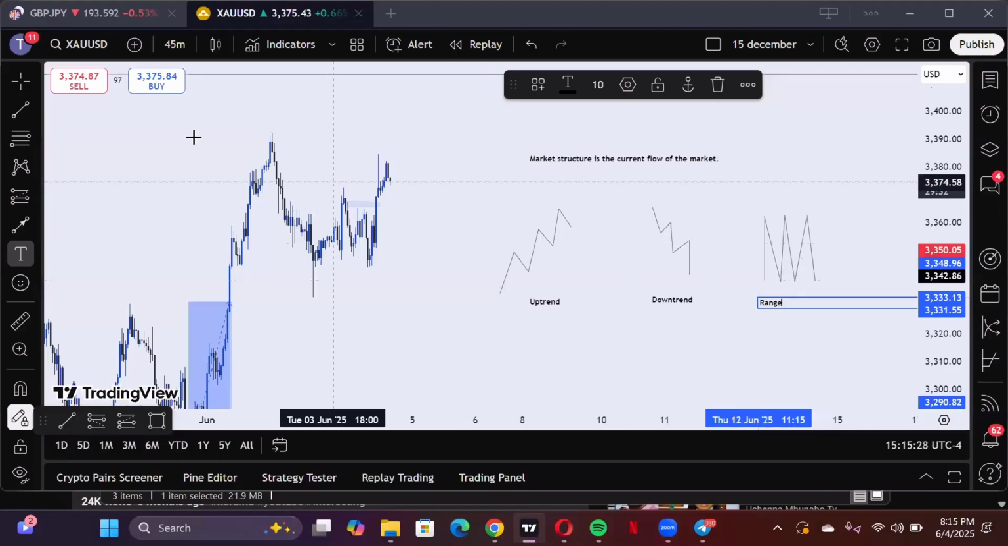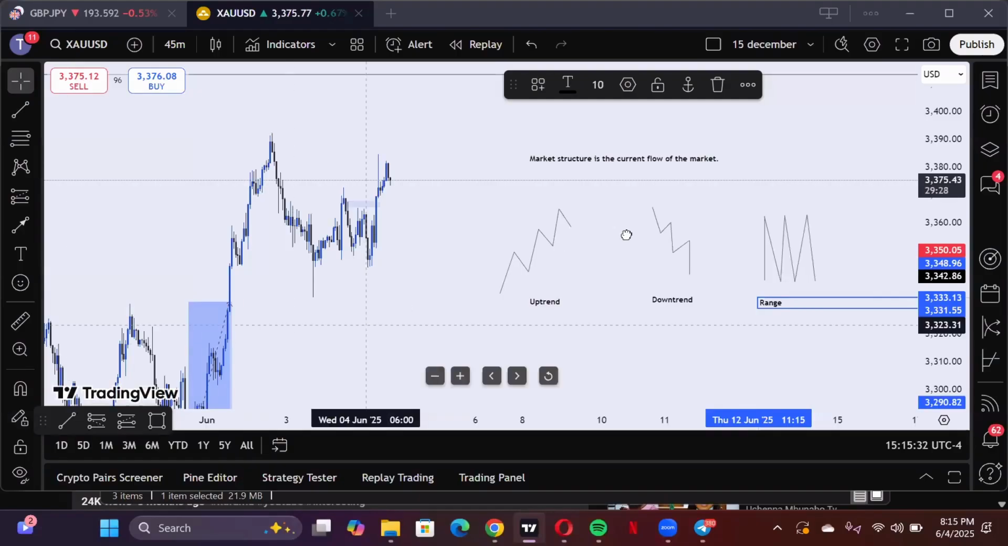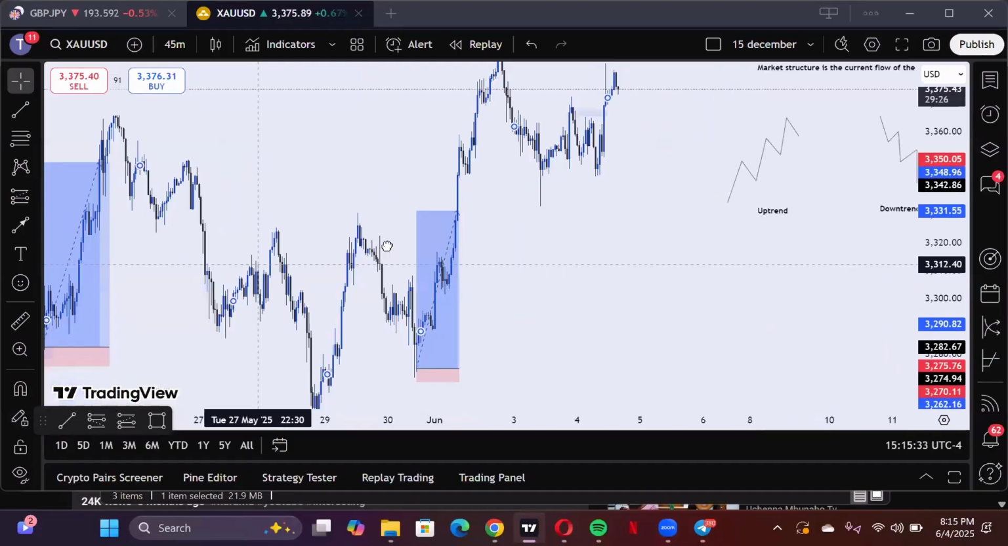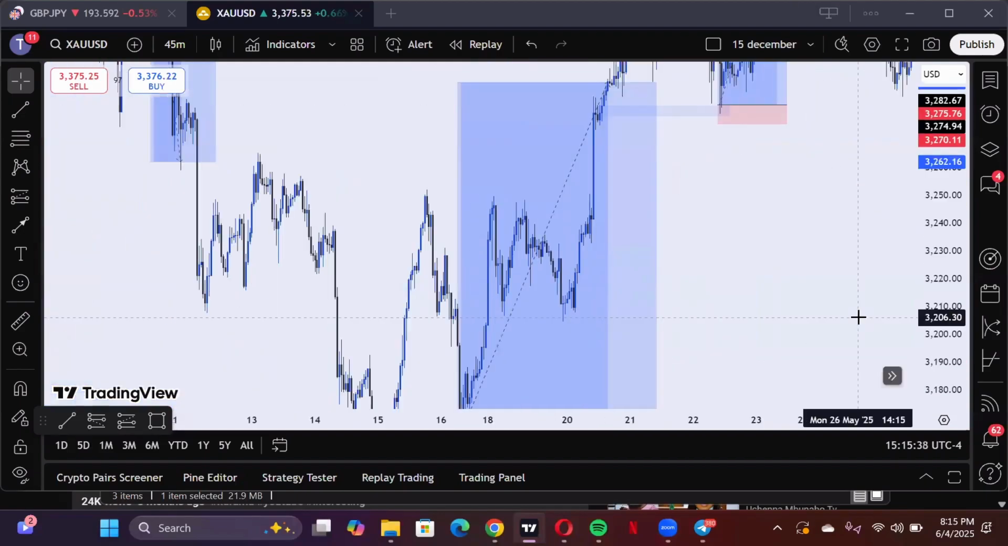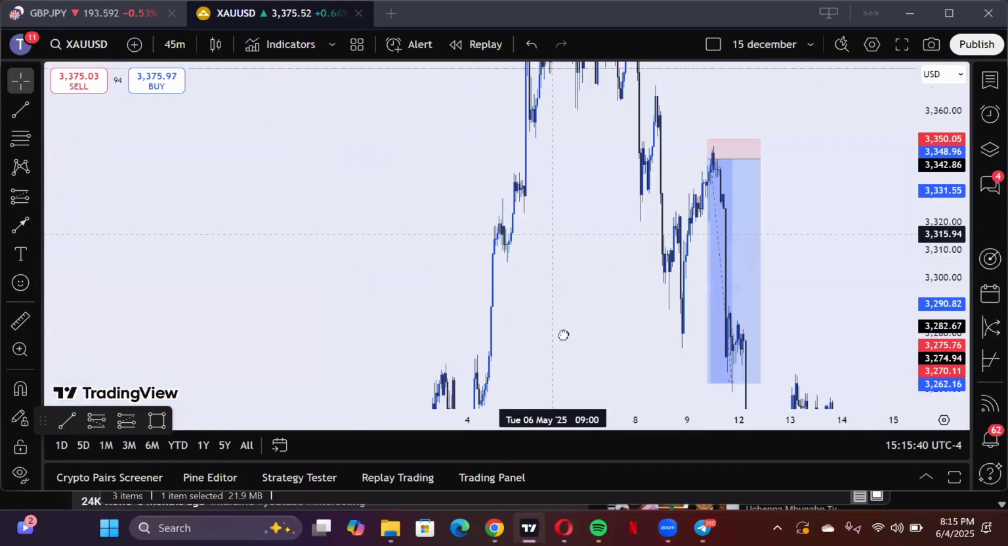So these are the three ways that market makes its movement. When the market is moving from one point to another, it's either trending to the upside or to the downside, or it's ranging. So it's basically something like this. For example, this here is an uptrend.